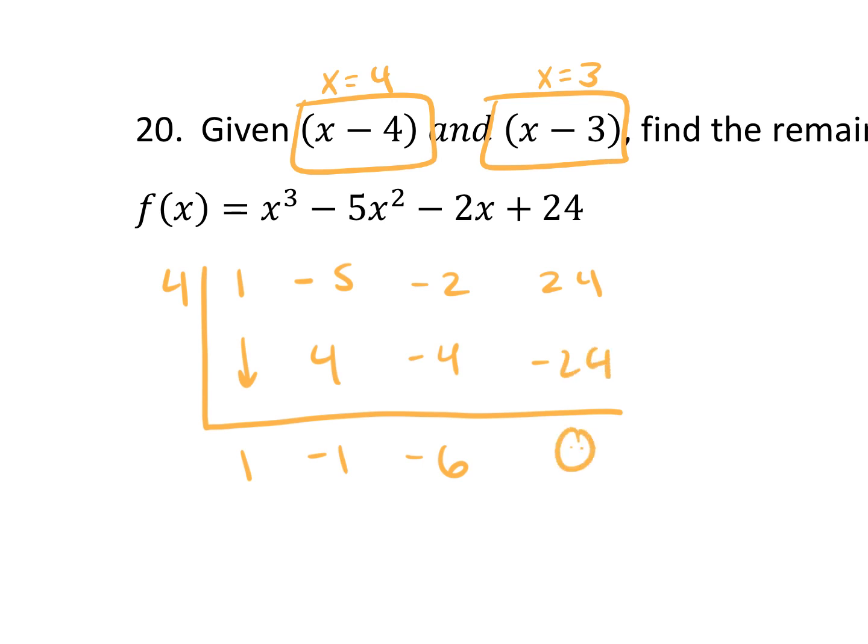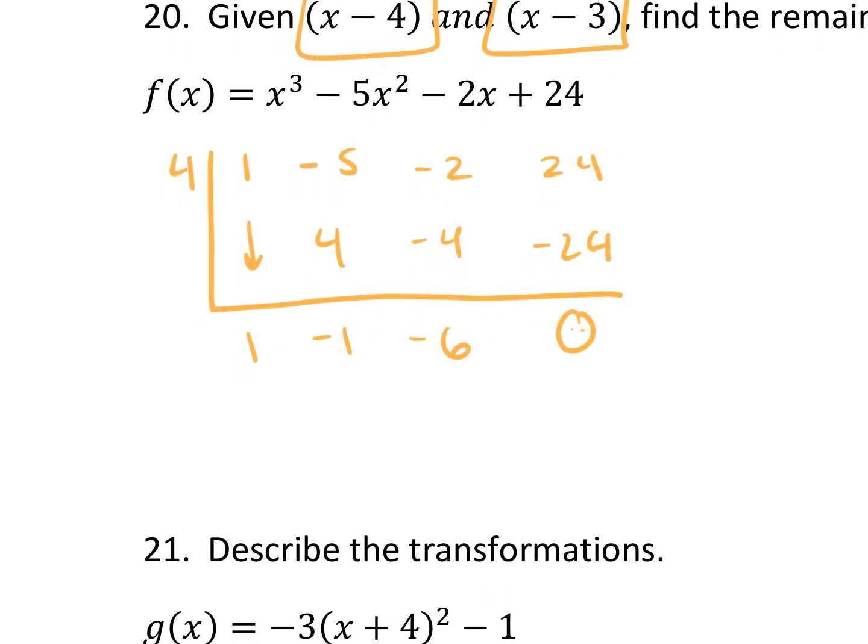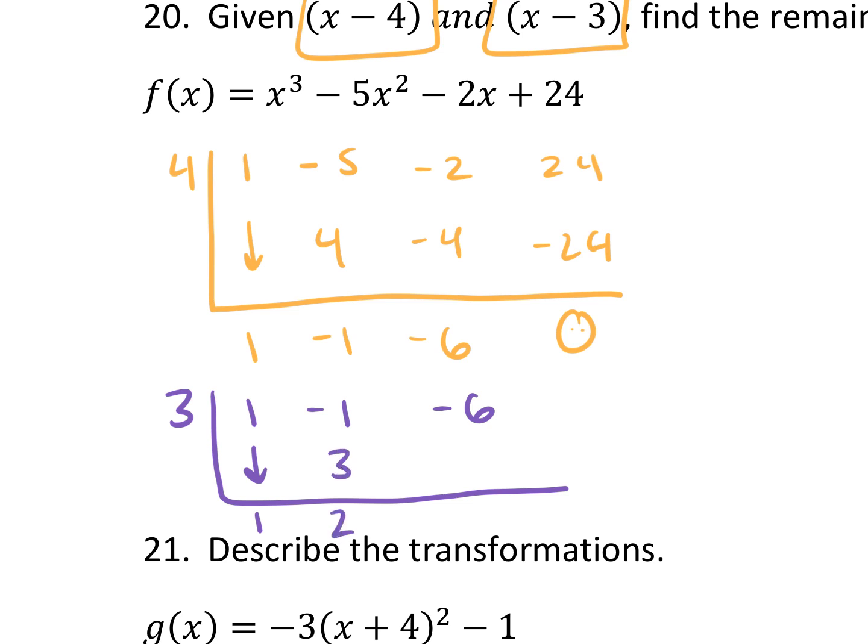We get 0. So is 4 a solution? Yes, so that works. Now I take the result and do it again with 3. So I'm going to put 1, negative 1, and negative 6 inside the box, and 3 on the outside. Drop down the 1, multiply, add, multiply, and we get 0. So is 3 a solution? Yes.